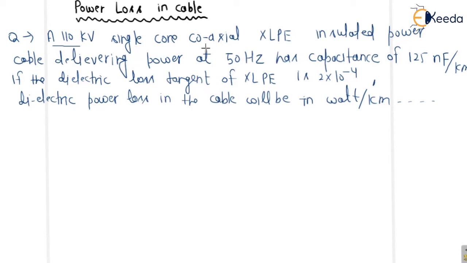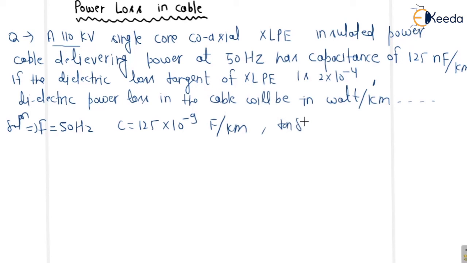Now the numerical: a 110 kV single core coaxial XLPE insulated power cable delivering power at F equal to 50 Hertz has a capacitance of C equal to 125 into 10 to the power minus 9 farad per kilometer. If the dielectric loss tangent of XLPE is tan delta equal to 2 into 10 to the power minus 4, then find the total power loss in the cable.